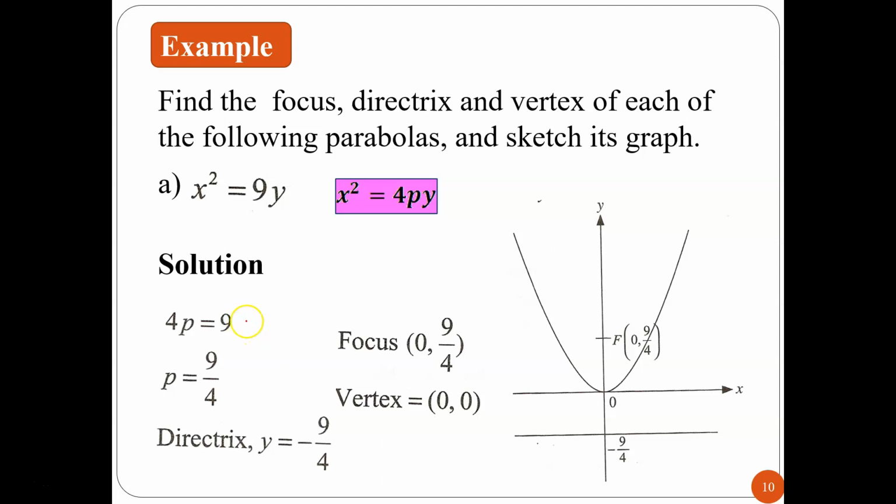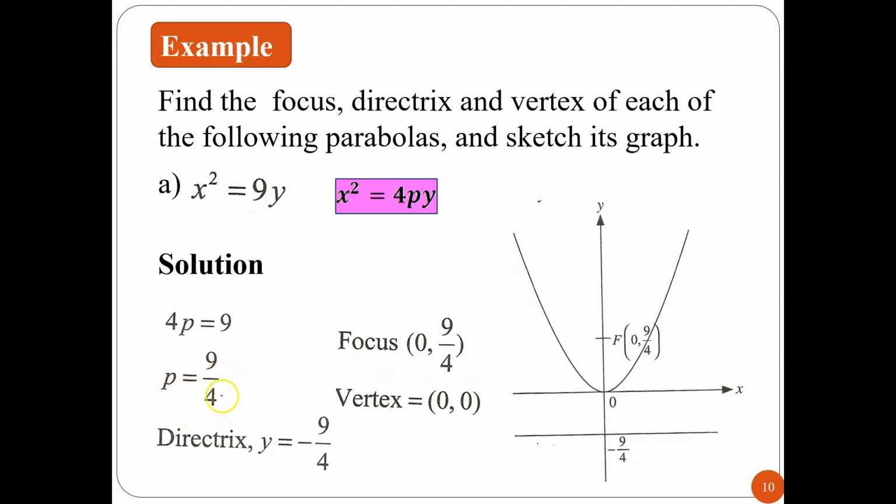So, you have like 4p. Kita compare lah. X square sebelah kiri, this one also x square. So, now you have 9y. Sebelah sini ada 4py. Y tu jangan tengok lah. Yang you just compare 9y equal to, 9 equal to 4p. Y tu abaikan. So, 4p equal to 9. P equal to 9 over 4.